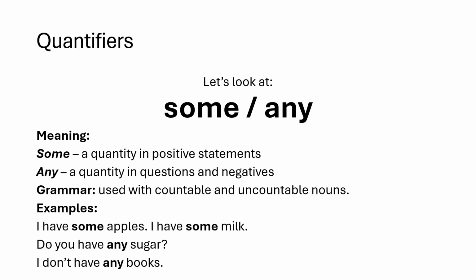Let's look at some and any. Some means a quantity in positive statements. Any means a quantity in questions and negatives. They are used with countable and uncountable nouns. Here is how some and any are used in example sentences. I have some apples. I have some milk. Do you have any sugar? I don't have any books.